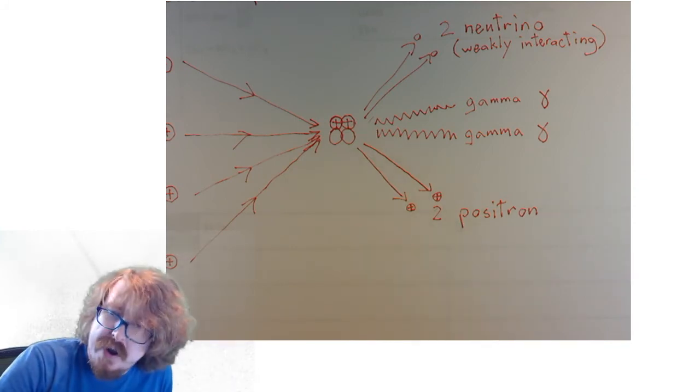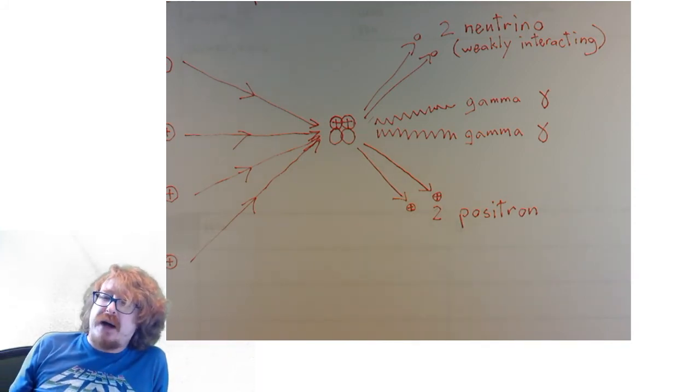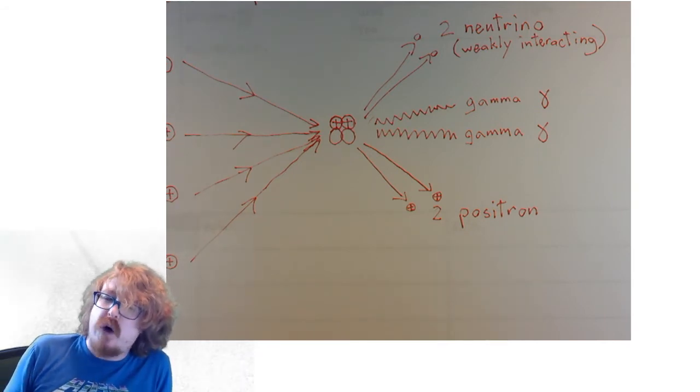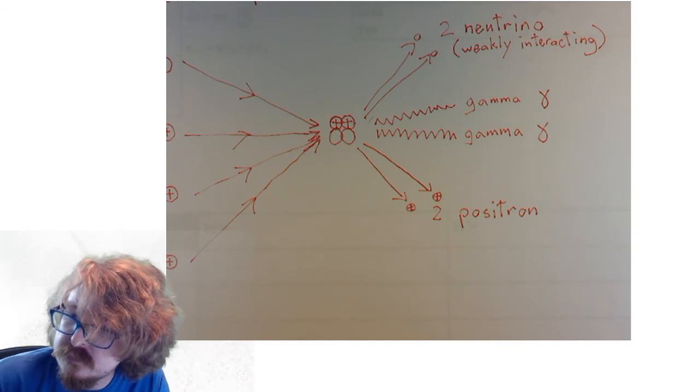Positrons. What's something we can say about these positrons? What's something you could tell about these positrons, probably? What's at least one property of them?